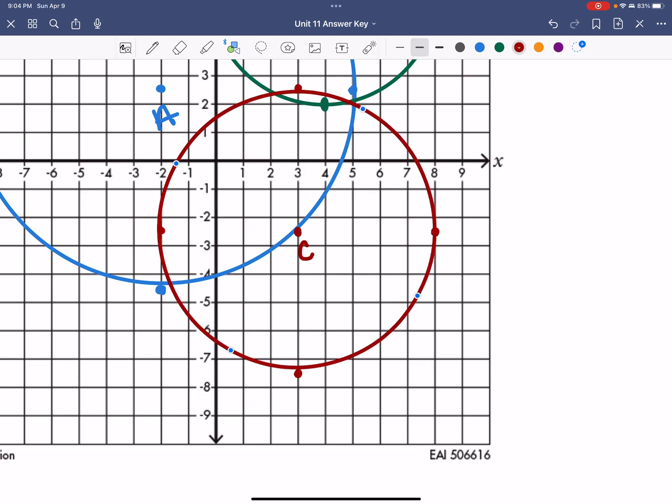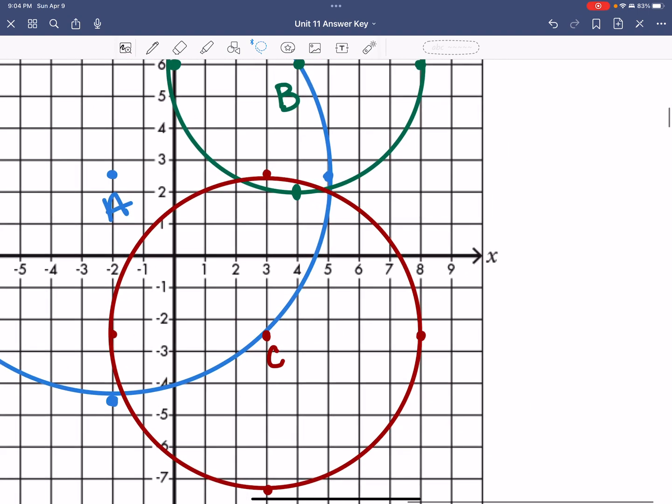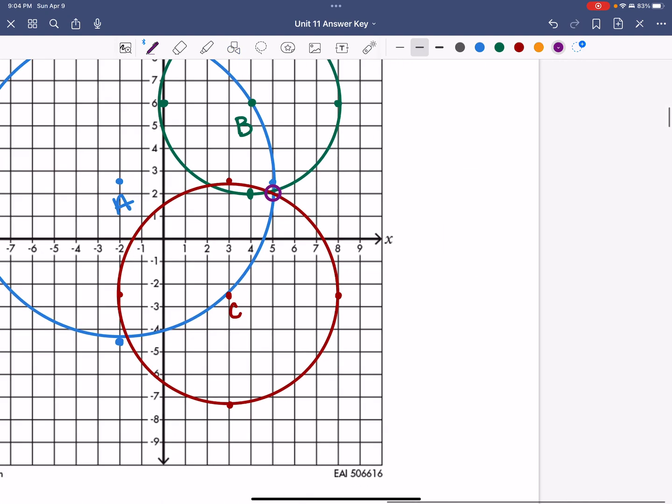And we should notice, do we notice that I have a lovely crossing point of all three of them right here? That's where all three will end up crossing. There we go. So I'm going to figure out what that coordinate is.